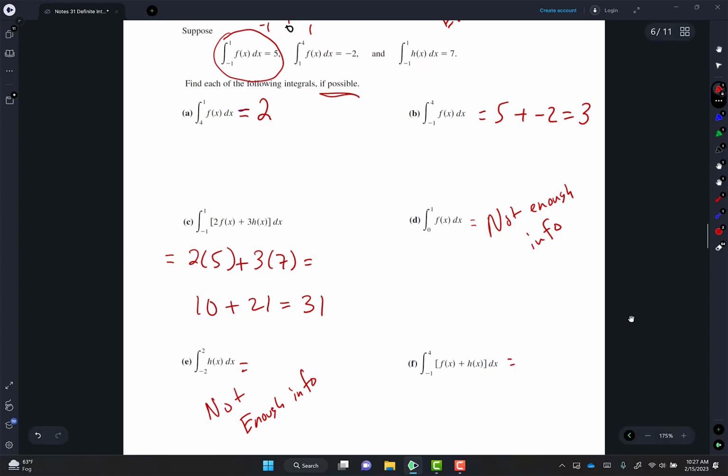Oh, the last 3 are not enough. Okay, here's the key, guys. The last 3 are not enough. Letter E and letter F, h of x is not included for the domain. See, h of x only goes between negative 1 and 1. You don't know what happens outside of negative 1 and outside of 1. That makes sense, guys? And then letter F, you can do f of x. But h of x you cannot do from 1 to 4 because you don't have that domain in there.